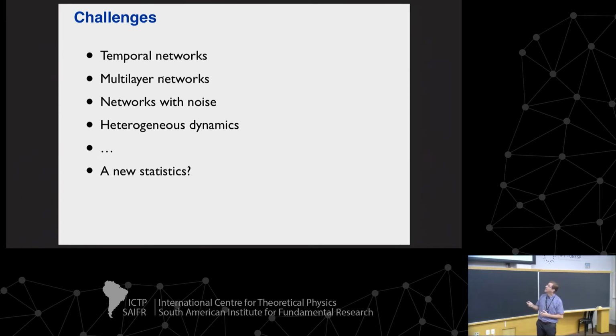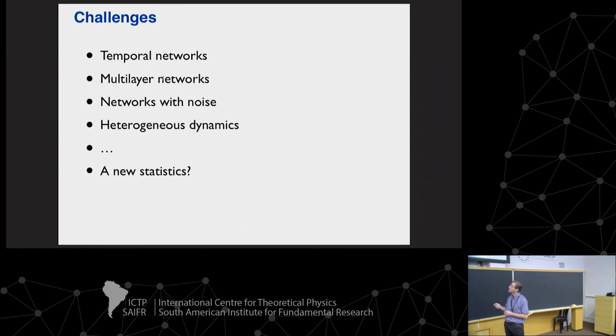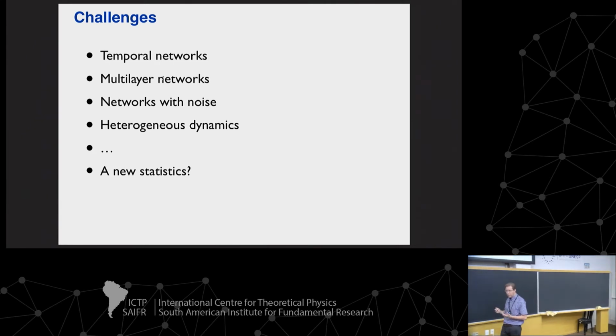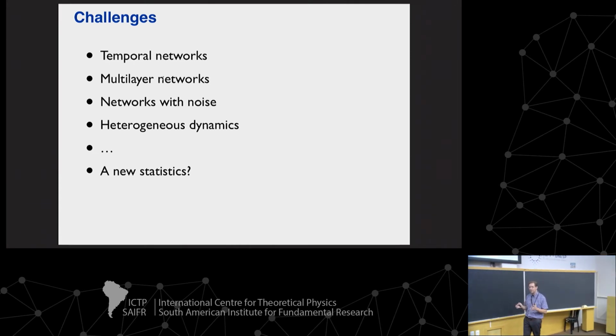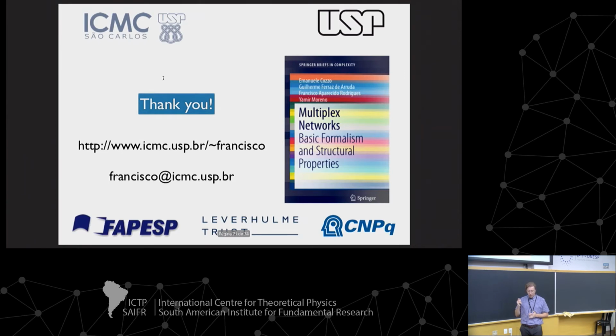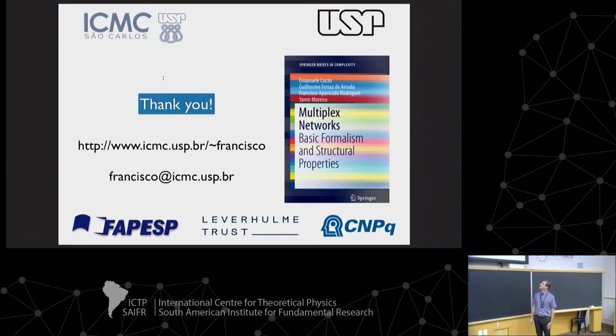Also, we have temporal networks, multilayer networks, and networks with noisy, heterogeneous dynamics. And also, maybe you need to develop new statistics, because here we do not have independent observations and independent variables. Everything is connected. So traditional statistical methods are not useful in this case. So this is what I have to say. Okay, thank you.